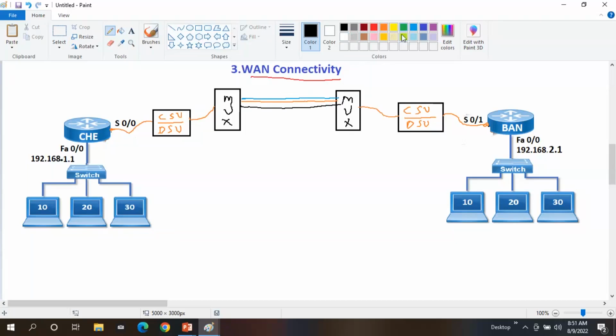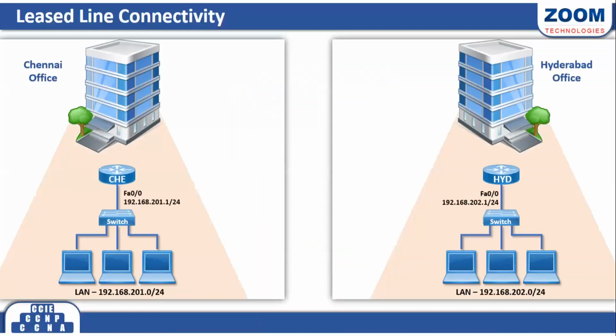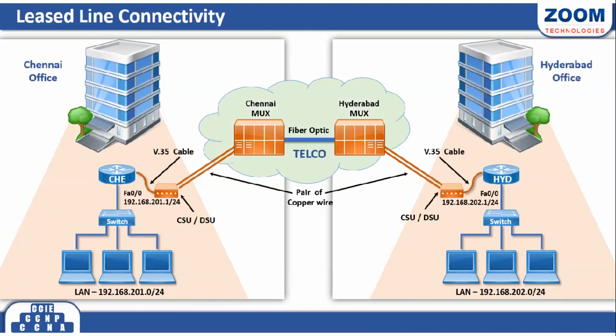So this is the connectivity, guys. For leased lines, the equipment is modems, MUX, optical fiber cable, copper cable, all required. This is a clear diagram between two offices, Chennai office and Hyderabad office. Yeah, this is the full picture.